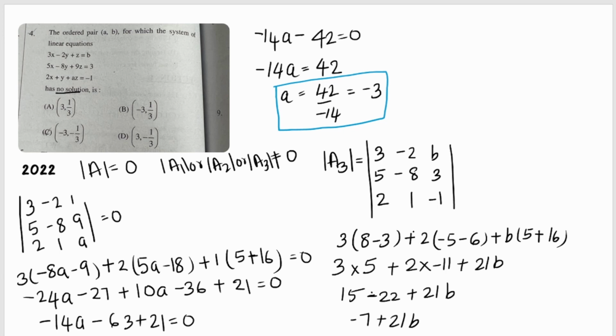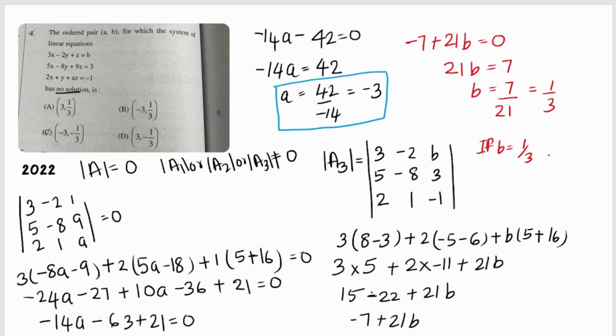Now we will equate it with 0 just to find out the value of b. Just to check out for what value of b you are going to get determinant A3 is equal to 0. For that we will equate it with 0. So minus 7 plus 21b equals 0. 21b equals 7. b equals 7 by 21, that equals 1 by 3. If b equals 1 by 3, then determinant A3 will become 0.